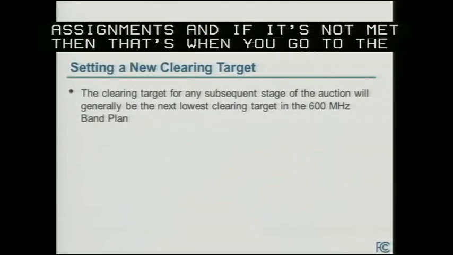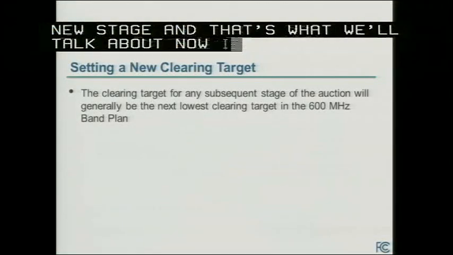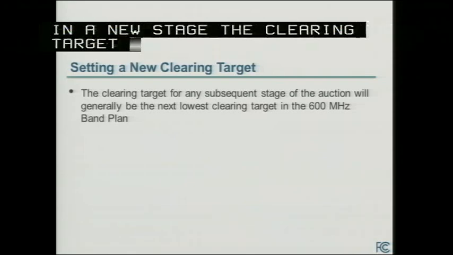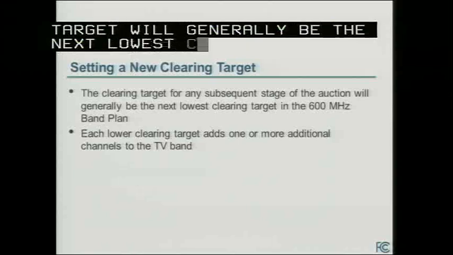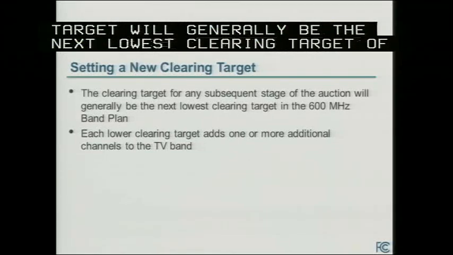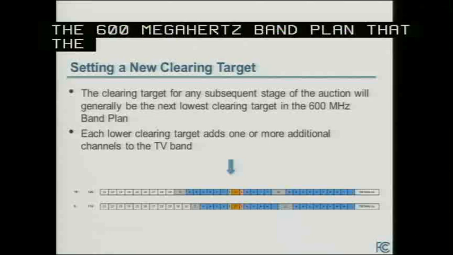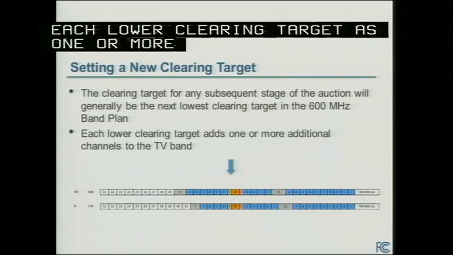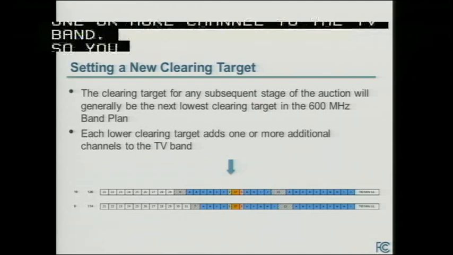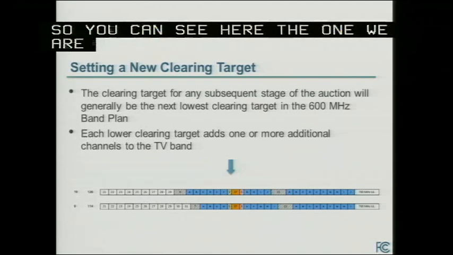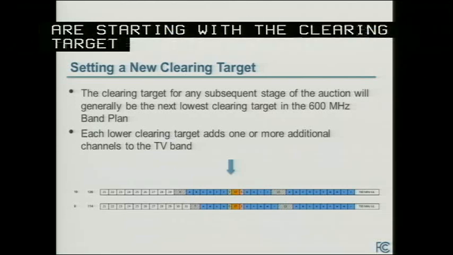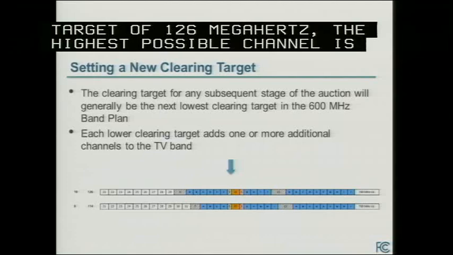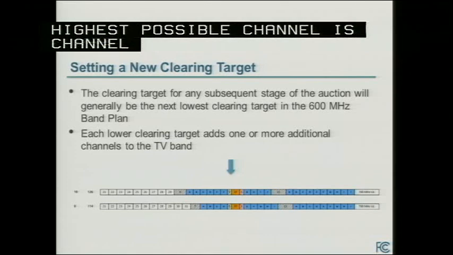In a new stage, the clearing target will generally be the next lowest clearing target of the 600 megahertz band plan that the Commission adopted. Each lower clearing target adds one or more channels to the TV band. So you can see here, the one we're starting with at a clearing target of 126 megahertz, the highest possible channel is channel 29. If the auction system moves to a clearing target of, say, 114, which would be the next lowest, then the highest physical channel in the TV band would then be 31.